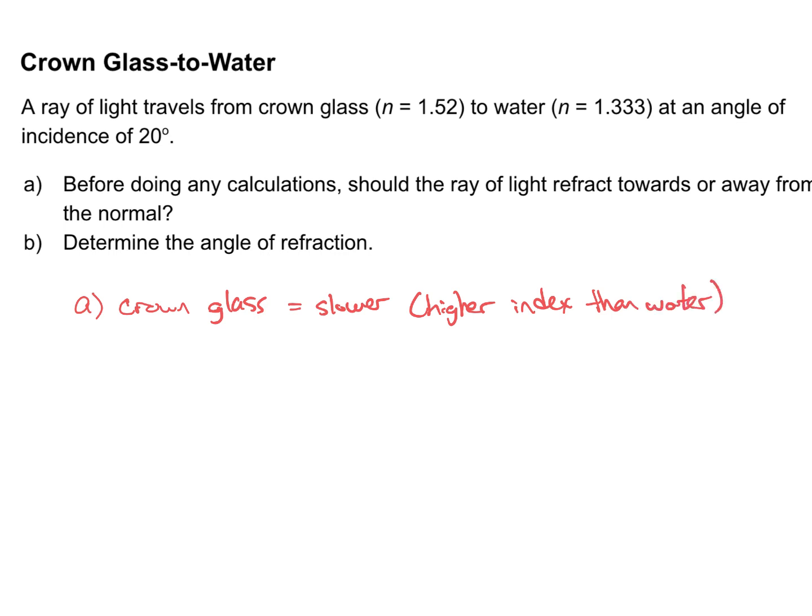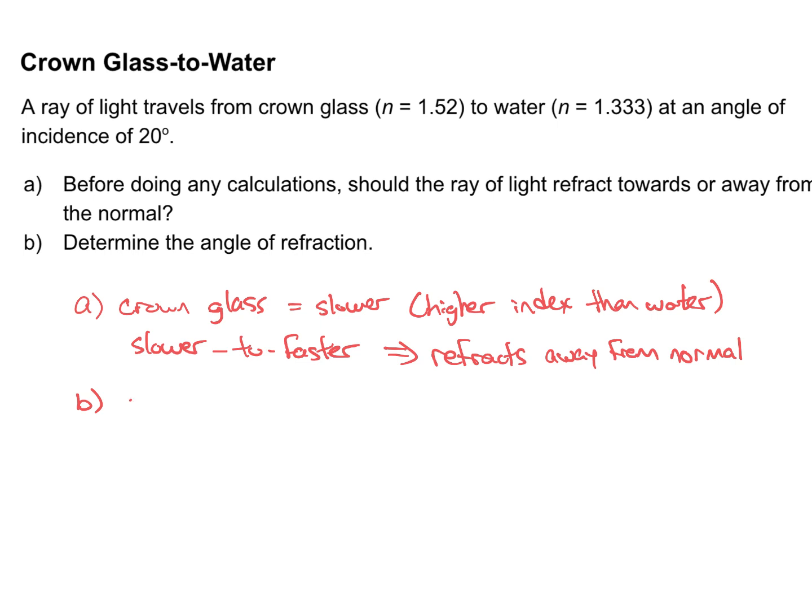So therefore, in this situation, we are going from a slower to faster medium. And when you're going from a slower to faster medium, it refracts away from the normal. That is something I personally memorize, just which way is which. Slower to faster will refract away from the normal. We're going to confirm that anyhow with the mathematical calculations in part B.